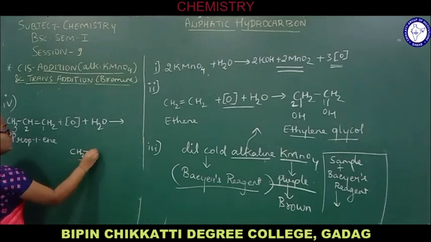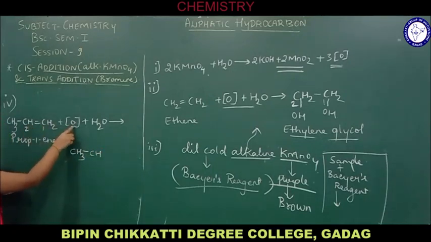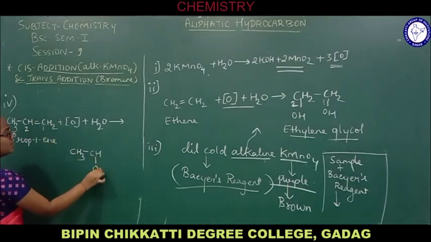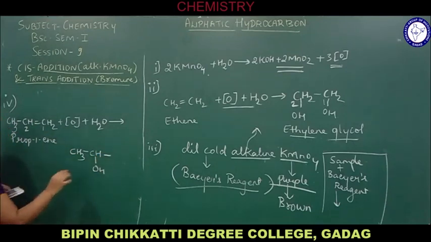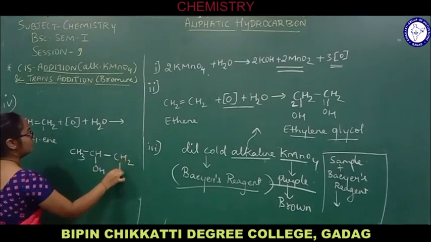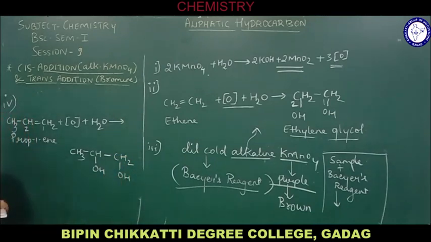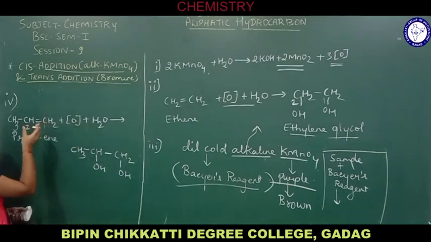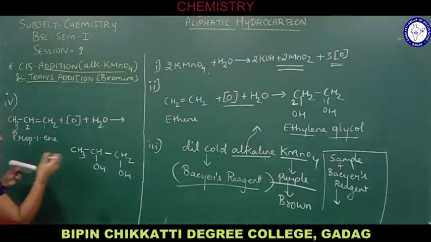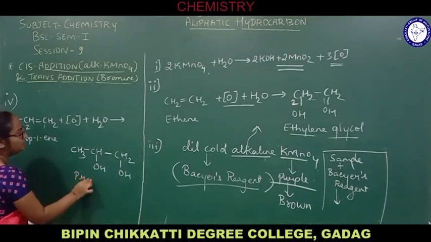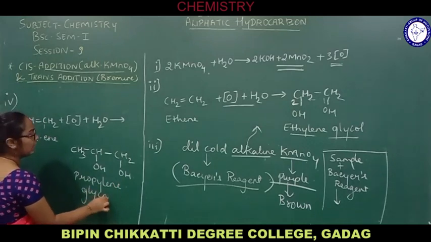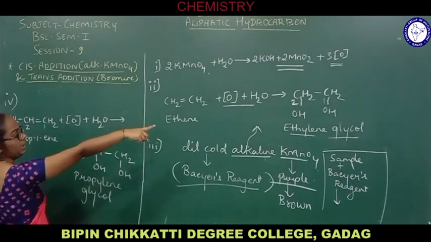Here you can see the two OH groups will get added in this manner. This is how the addition takes place, wherein two OH groups have been attached across the carbon-carbon double bond, as you can see on the board. The name for this product will be propylene glycol, which has been formed in the same manner wherein I have written over there.